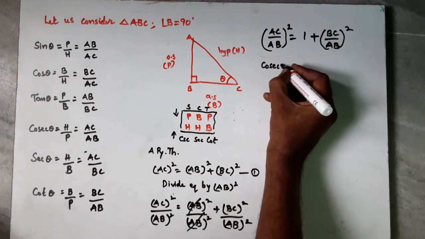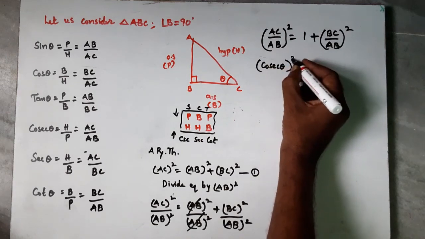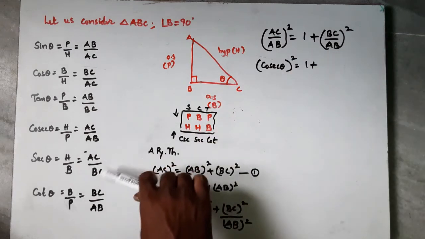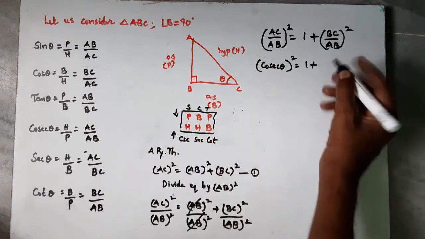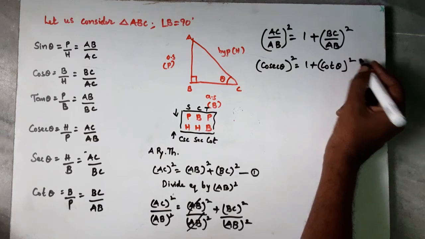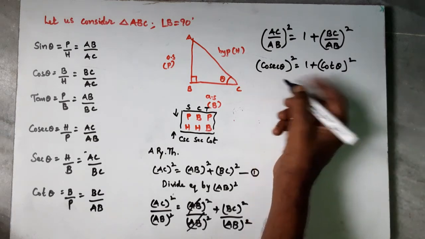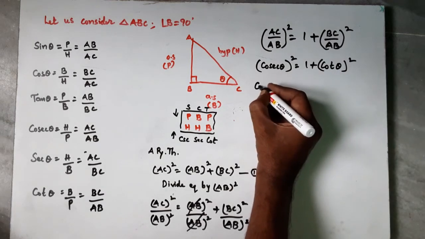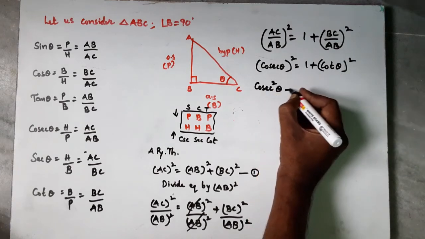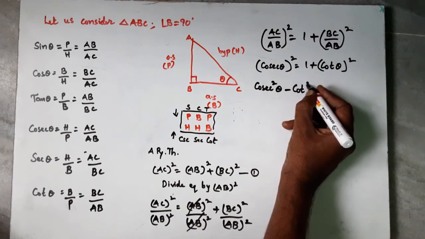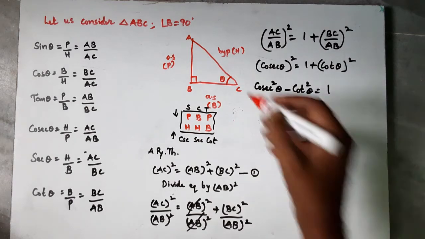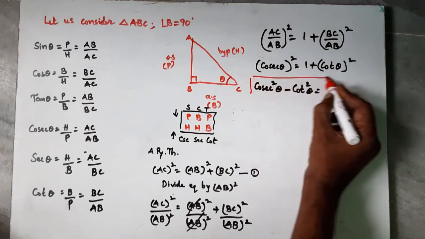Cosec theta whole square equals 1 plus BC by AB, that is cot theta, whole square. You transpose cot theta to the left side. So this can be written as cosec square theta minus cot square theta is equal to 1. So this is the second trigonometric identity.